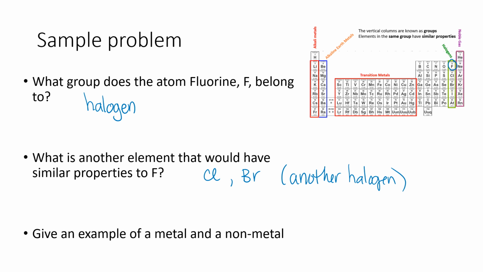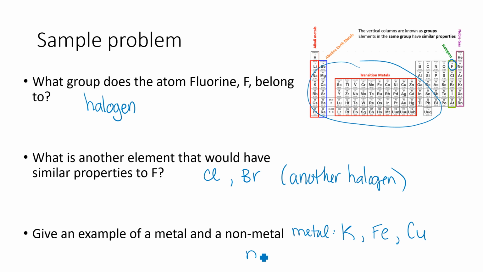And give an example of a metal and a non-metal. So anything over here on this side of the table is going to be your metal. So I might say a metal, I could say K, which is potassium, or Fe, which is iron, or Cu, which is copper. So any of those would be good. Non-metal, I'm going to pick something on the upper right-hand corner. So like nitrogen or helium or bromine. Those are all examples of non-metals.